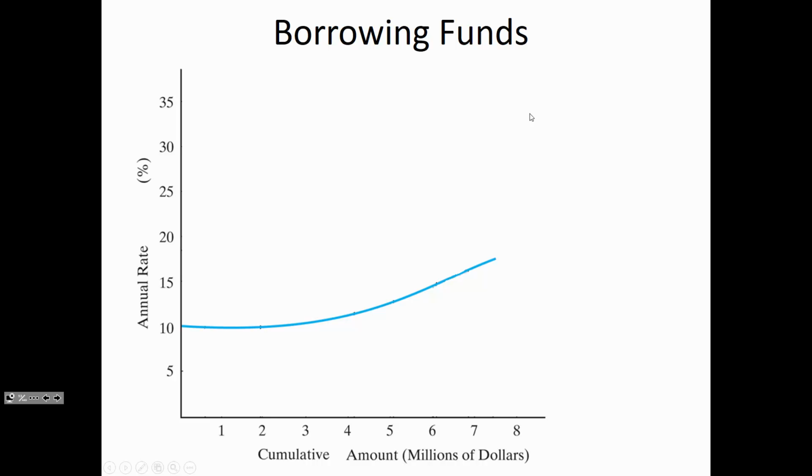Okay. We're looking at a graph here, and on the horizontal axis is the amount of money you want to borrow from a bank. On the vertical axis is the interest rate that the bank is charging. So let me ask you this. Why would the interest rate go up as the size of the loan increases?